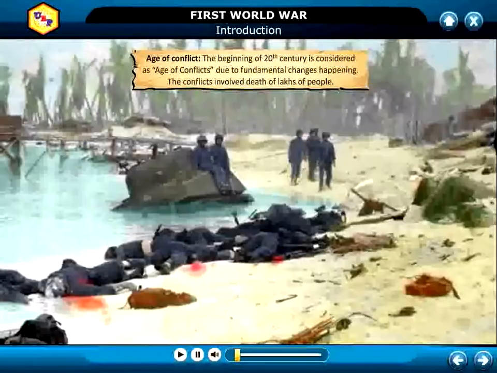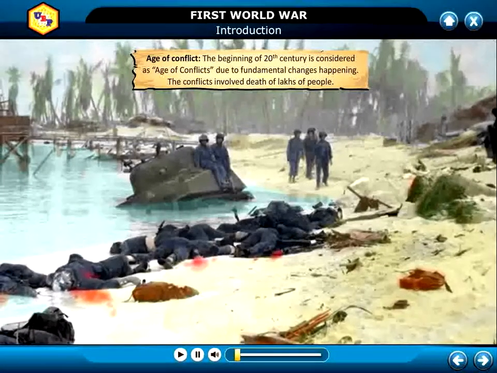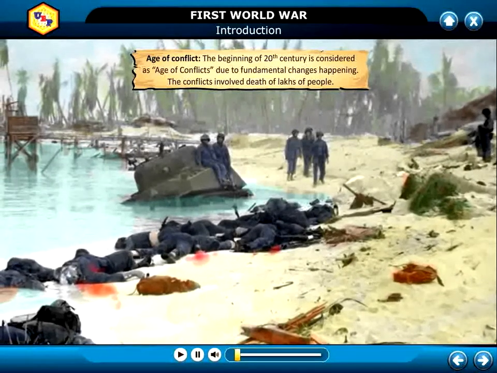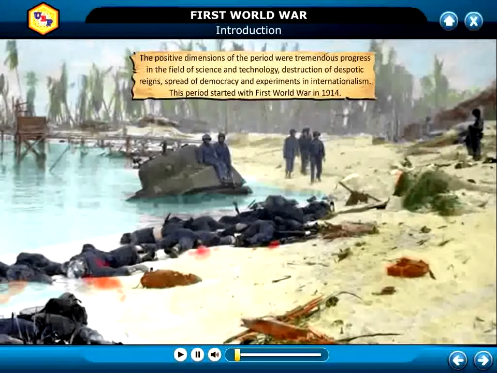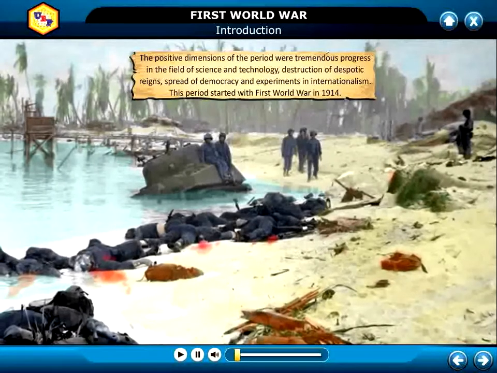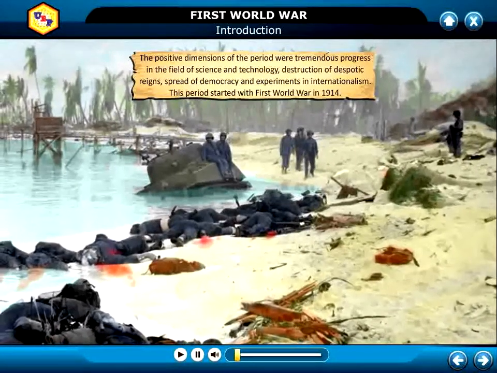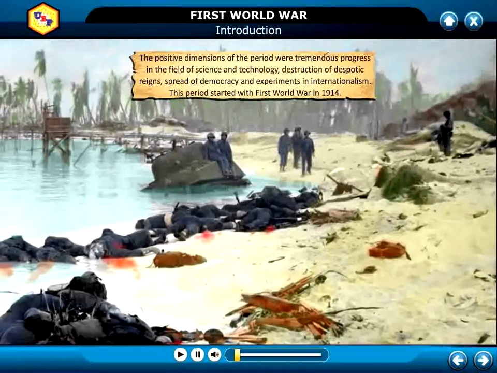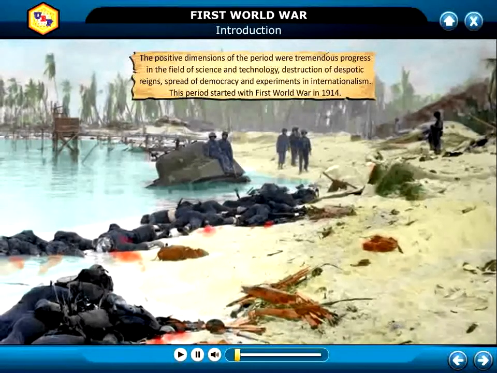Age of Conflict. The beginning of 20th century is considered as Age of Conflicts due to fundamental changes happening. The conflicts involved death of lakhs of people. The positive dimensions of the period were tremendous progress in the field of science and technology, destruction of despotic regimes, spread of democracy, and experiments in internationalism. This period started with First World War in 1914.